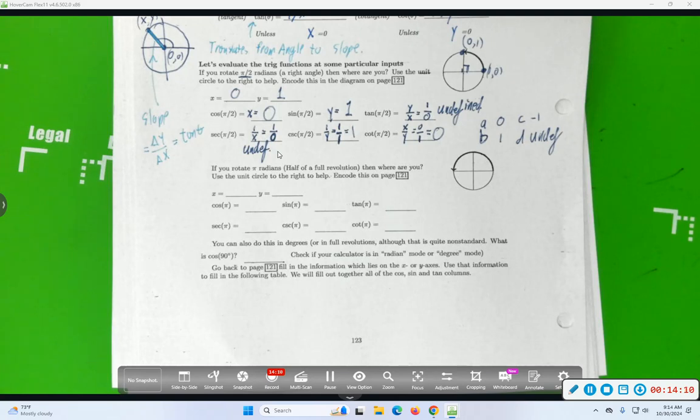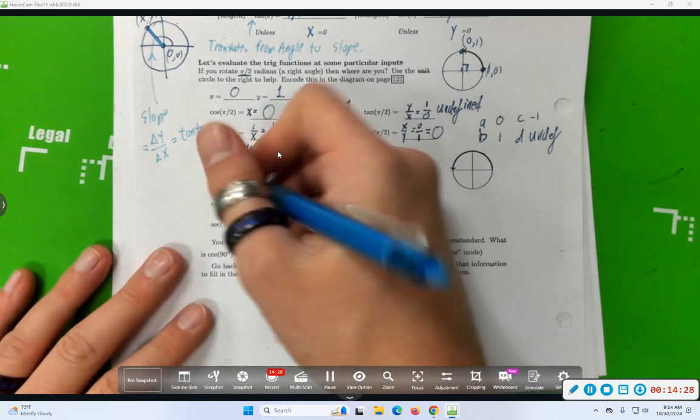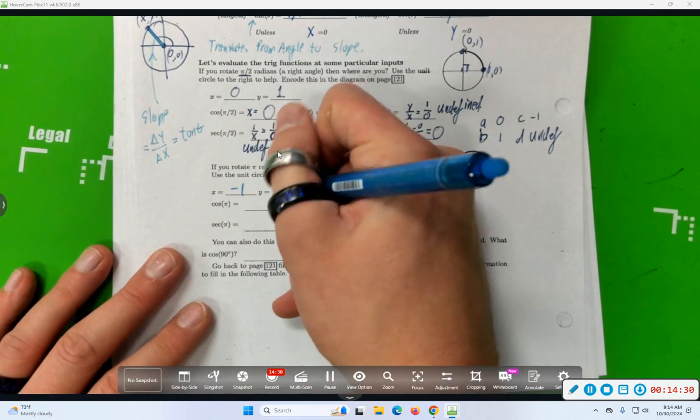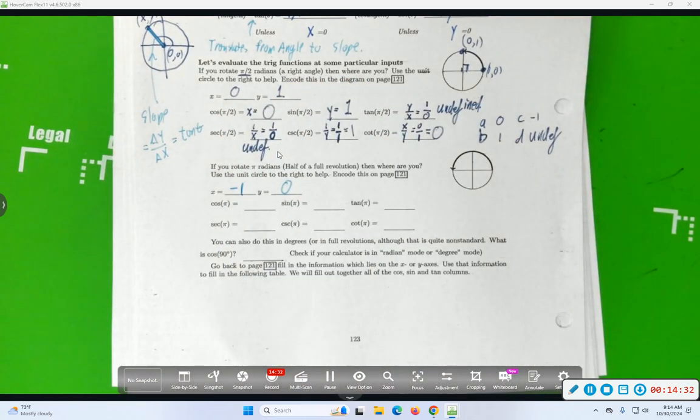So, let's see what we got. So you make this rotation, what are the xy coordinates you land on? Yeah. Negative 1, 0. So if you start at 1, 0, you rotate halfway around. Yeah, you should be at exactly the opposite point. Negative 1, 0. So all of the trig functions are now computable.